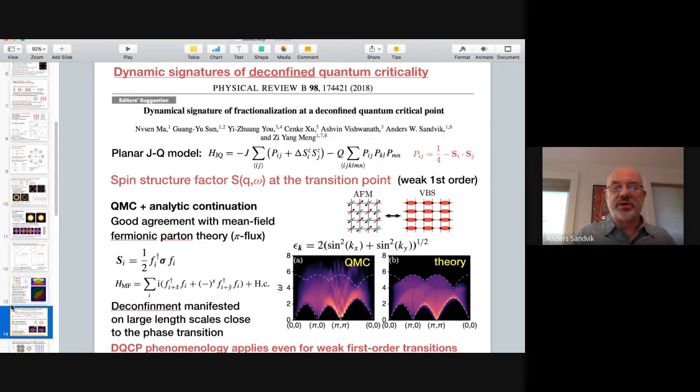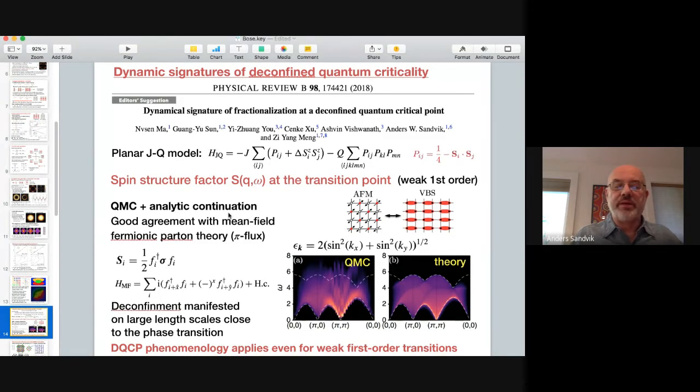Okay, so this is where I hopefully can convince you that even a weak first order DQCP actually contains spinon physics. In this paper we looked at the dynamic structure factor of a system going through a deconfined critical point. In this case, we used a slightly anisotropic model, which is not important for the point that I'm making here, so I will not comment further on the little delta here. We can calculate the spin structure factor, which is the one that you would actually measure in neutron scattering that I showed you a 1D example of before.